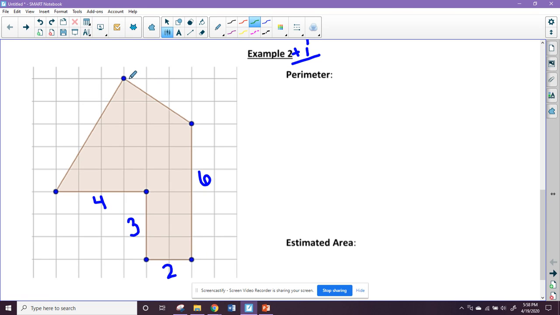So how far over and down are we going to find our side lengths? 2 here and 3. So we have to find this length here. We're going to call this 1.